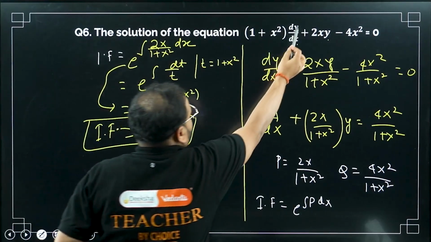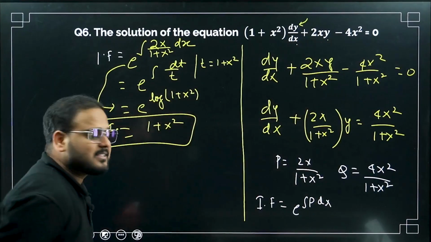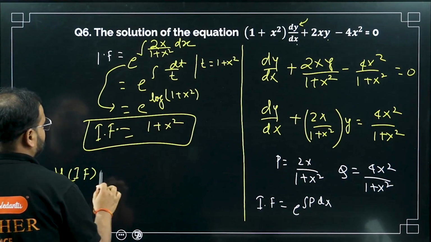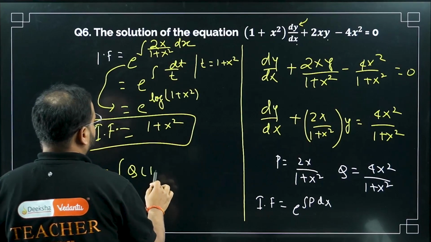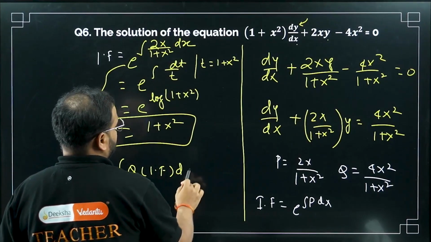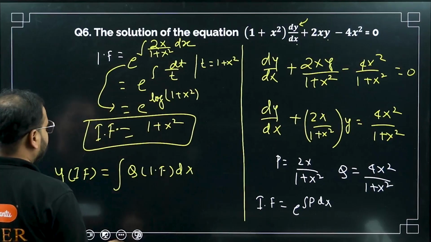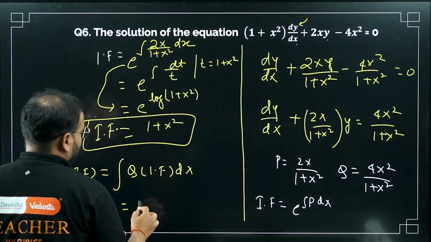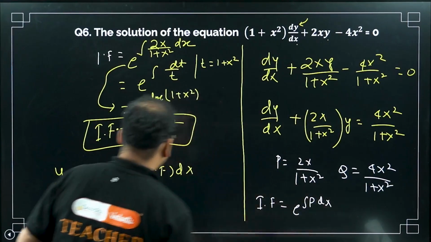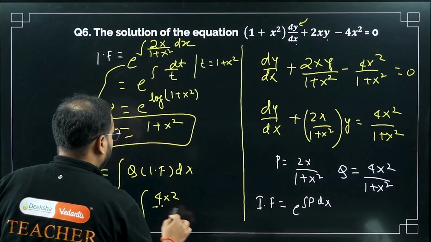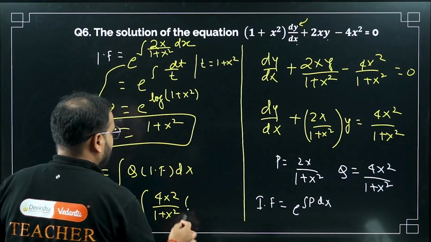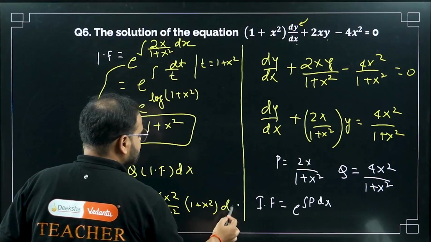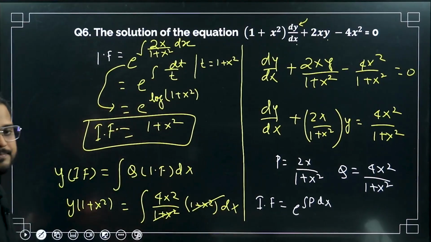Now what is going to be the solution, sir? Dependent variable is y, sir. So y times IF equals integral of Q times IF dx. Okay, let's write it anyway. y times 1 plus x square equals, what is Q, bacha? 4x square upon 1 plus x square. What is IF? 1 plus x square again. Sir, this is simple. We can cancel it. Yes, yes, you can cancel it.